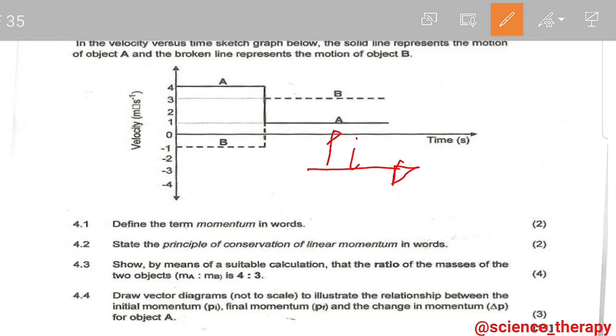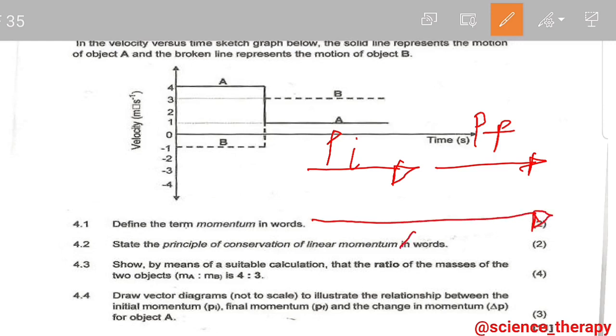And now object A is also the momentum, the momentum is in which direction again? The final momentum is also in the eastward direction. So we have PF, right? Then the change in momentum, we have to add the two because they're going in the same direction. So we say change in P, right? So that is the relationship between the initial momentum, final momentum, and change in momentum of object A.